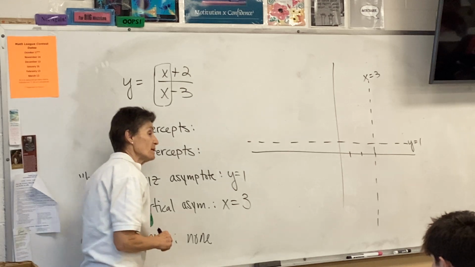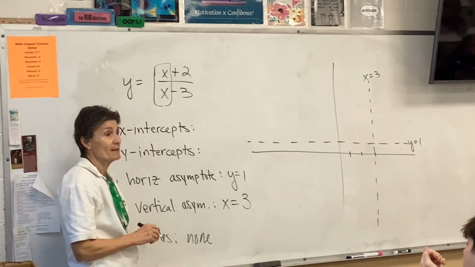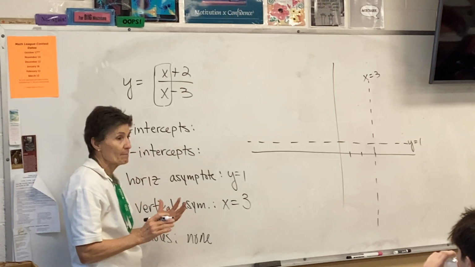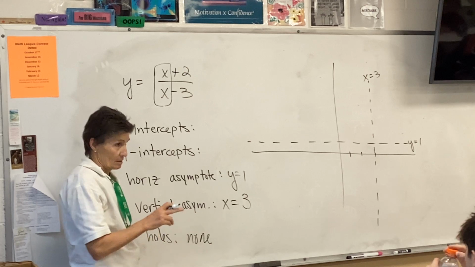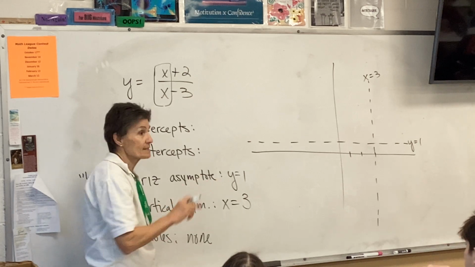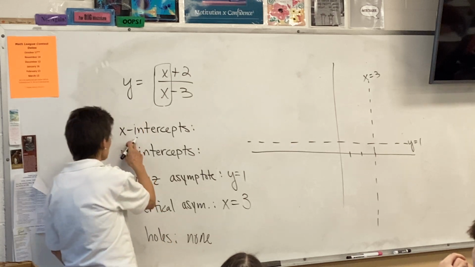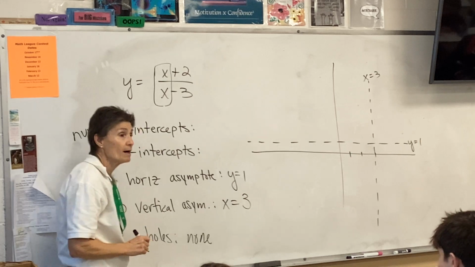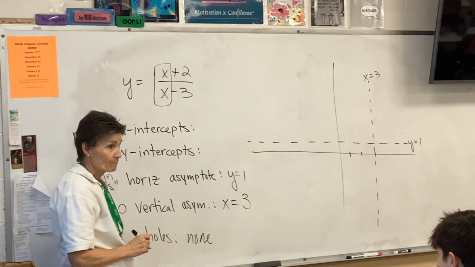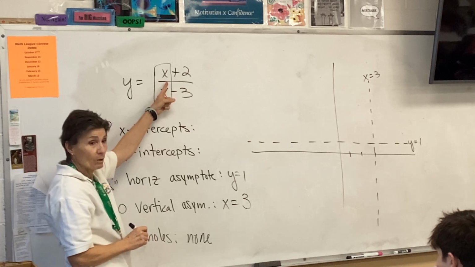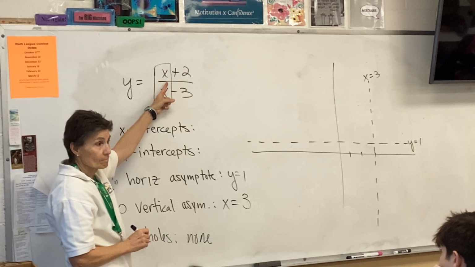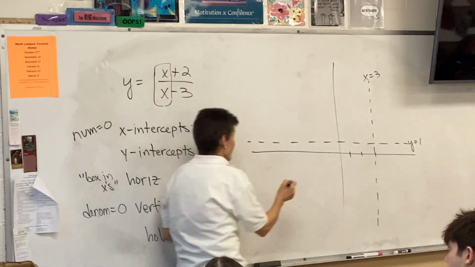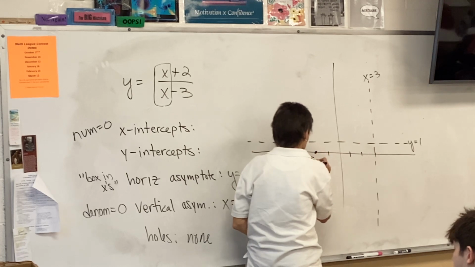Now, the intercepts we didn't talk so much about, but you've talked about them many times before. What do we mean by intercept? When we say x-intercept, what does that mean? Where the graph hits on the x-axis, exactly. And x-intercepts come from your numerator equal to 0. So what makes the numerator 0? What could I put in here and get 0? Negative 2. So my x-intercept is negative 2.